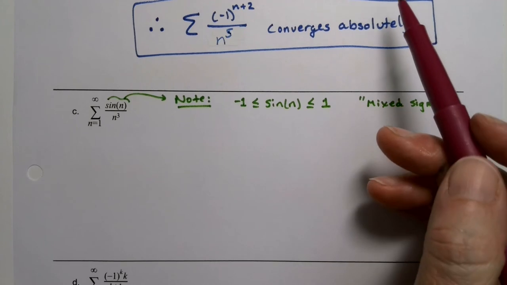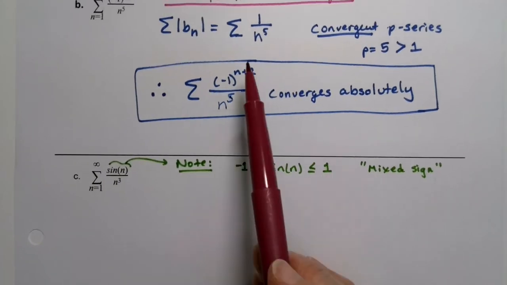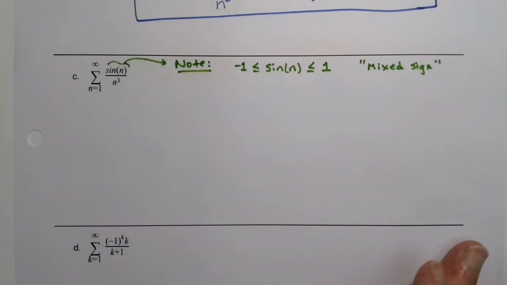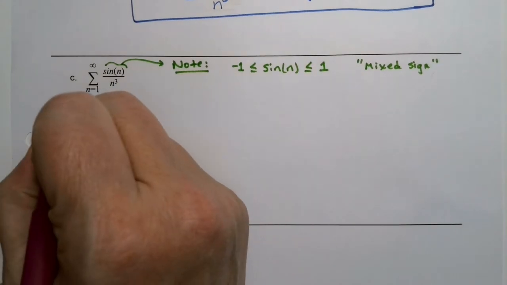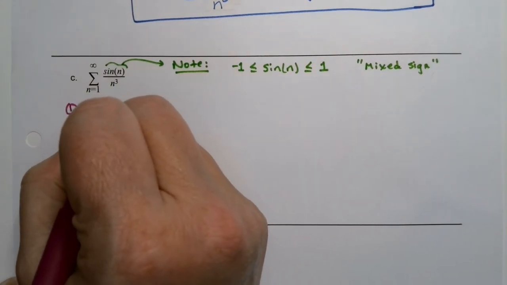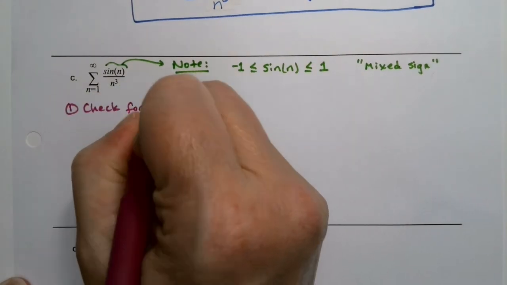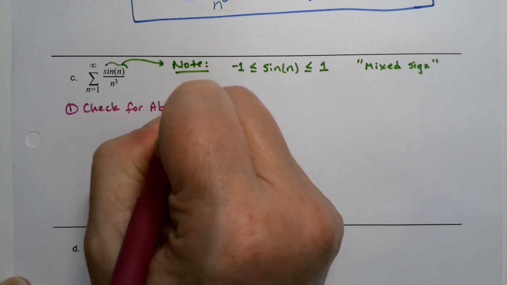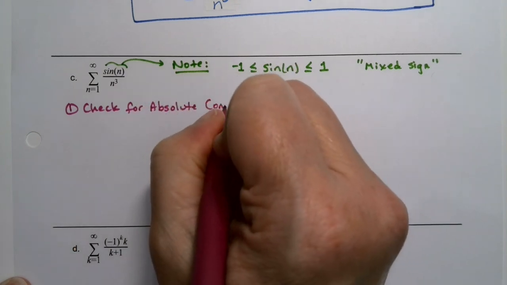It's not just going to be a straight p-series like it was in the last one, but it's going to be close. All right, so let's prove or check. Hint, it's going to be absolute convergence, so that's nice for us. Checks for absolute convergence.